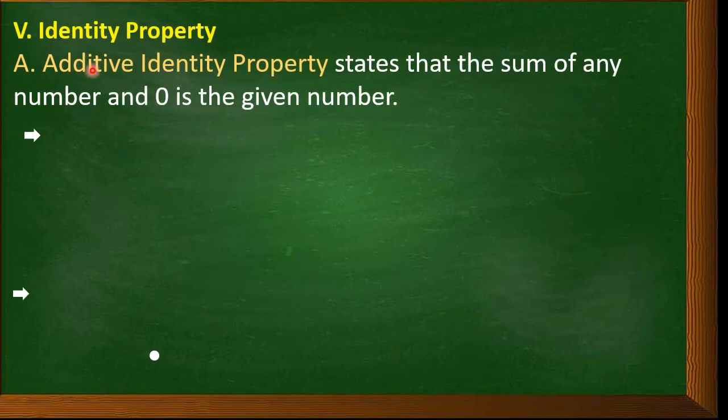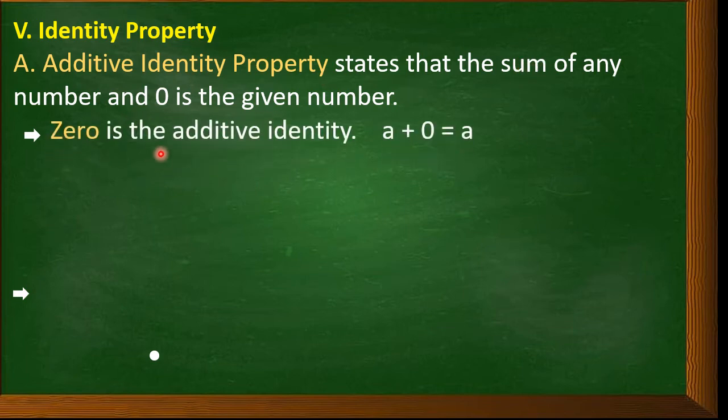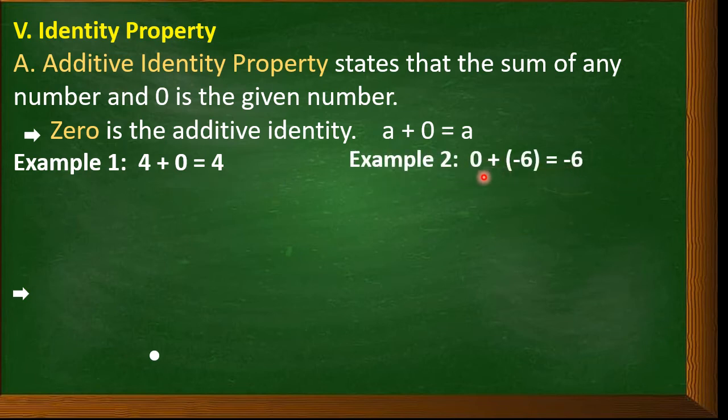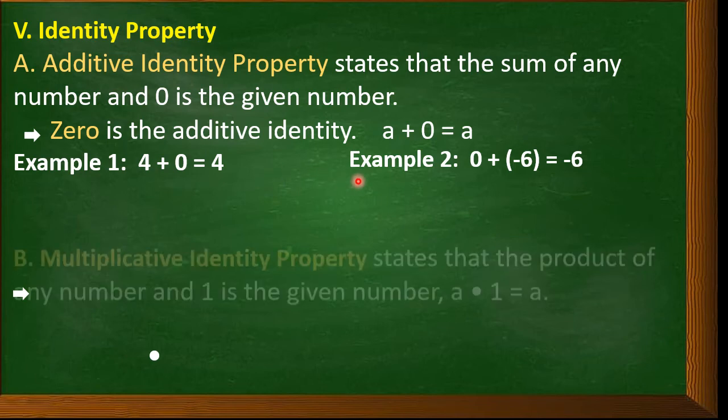Next property is the identity property. For the identity property, we have the additive identity property. It states that the sum of any number and 0 is the given number. 0 is the additive identity. So if we have a plus 0 where a is any number, that is equal to a. Example, 4 plus 0, of course, that is equal to 4. Another is 0 plus negative 6. Of course, the sum is equal to negative 6. The property being illustrated is the additive identity property.